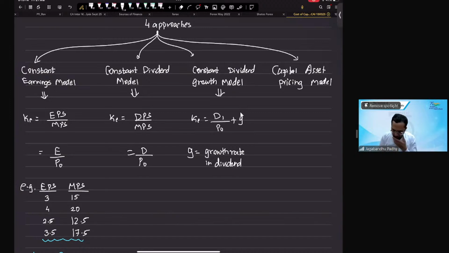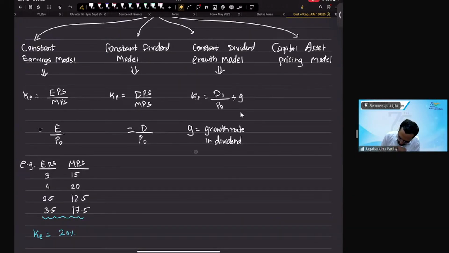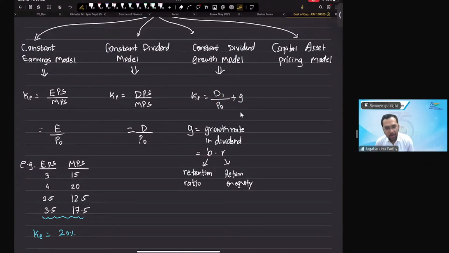G is the growth rate in dividend, and this is typically computed as B into R, where B is the retention ratio and R is the return on equity. So the constant dividend growth model is D1 upon P0 plus G, where growth rate is computed as B into R. B is what? Retention ratio, and R is the return on equity. Okay, so this growth is additionally what is required by the equity investor.